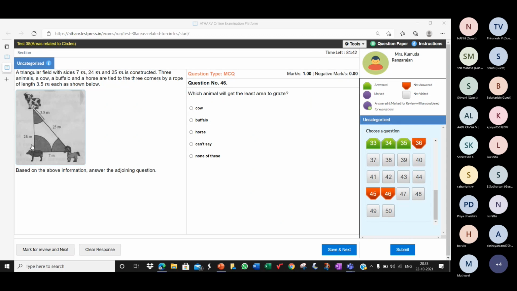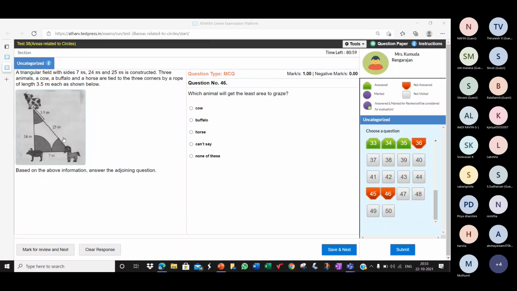And we know that in a right triangle, the right angle is the biggest angle, and its opposite is the longest side, the hypotenuse. Hypotenuse is the longest side, and opposite of the longest side is the greatest angle, 90 degrees. By the theorem, the angle opposite to the shortest side is the smallest. The smallest angle in this triangle is the vertex at which the cow was tied, because 7 meters is the shortest side.